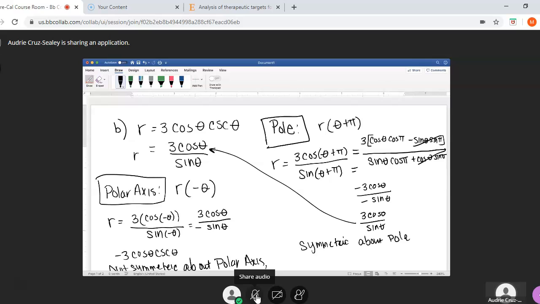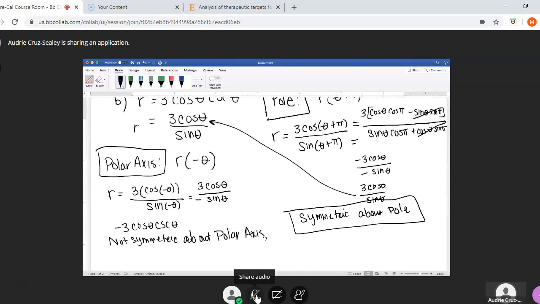So this is symmetric about the pole. Page 83, I found it. Top of page 83 is where I'm getting these addition and subtraction formulas, just in case you're looking. Are we okay with that one? Any questions?